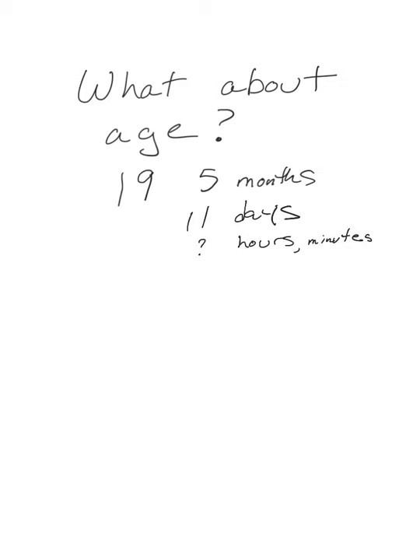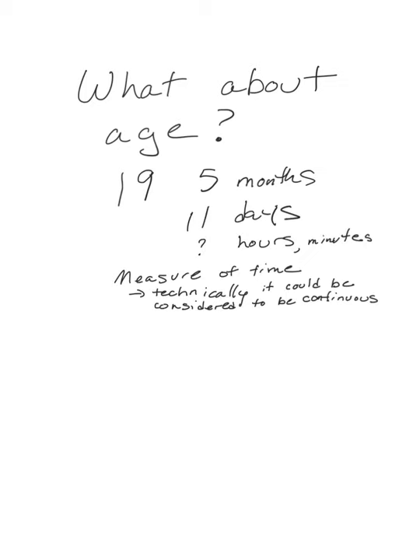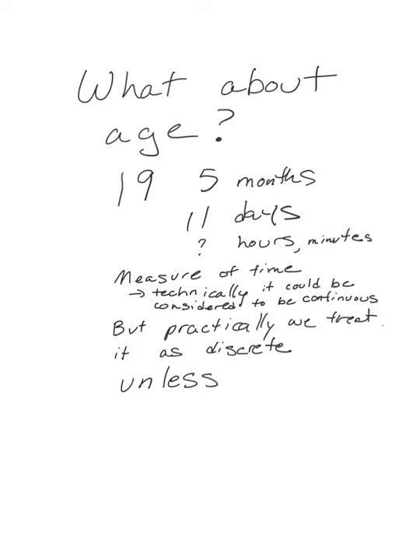Technically, age is a measure of time, so an argument could be made that it's continuous. But practically, we treat it as discrete unless someone is less than 10 years old, in which case being 8.5 is very different than being 8. Or we are looking at a survey question.